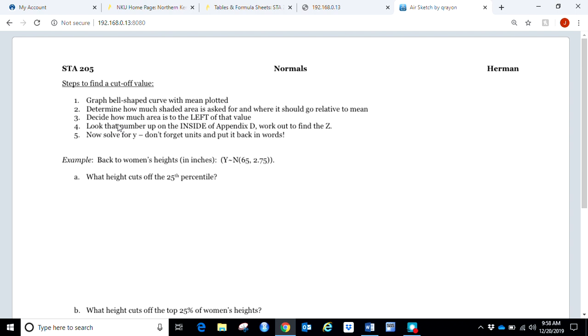Our next step says decide how much area is to the left of that value. Now first, let's talk about why left.